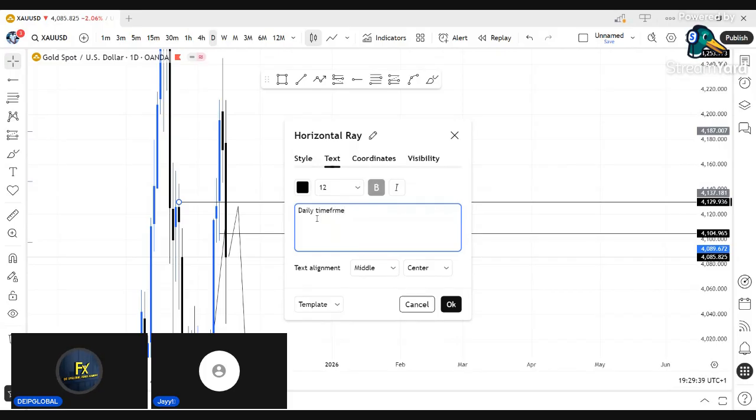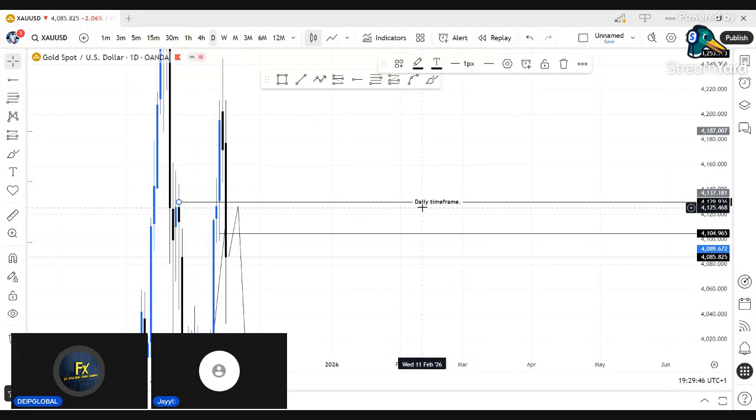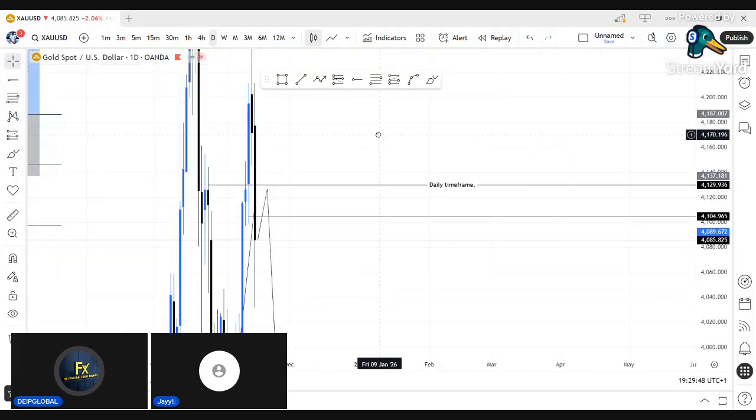Daily time frame. Yes, full stop. This is the daily time frame. This is what we have on the daily time frame, right?